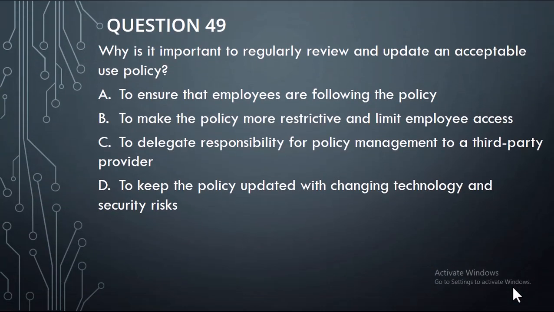Question 49. Why is it important to regularly review and update an acceptable use policy? A. To ensure that employees are following the policy. B. To make the policy more restrictive and limit employee access. C. To delegate responsibility for policy management to a third-party provider. D. To keep the policy updated with changing technology and security risk. The answer is option D.